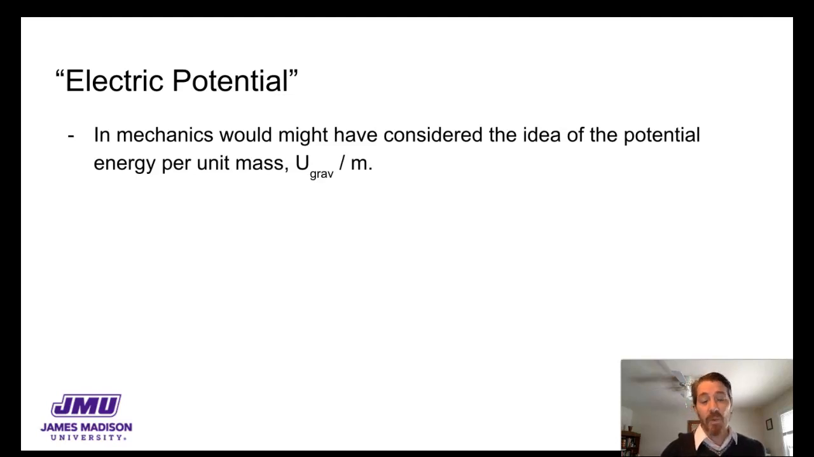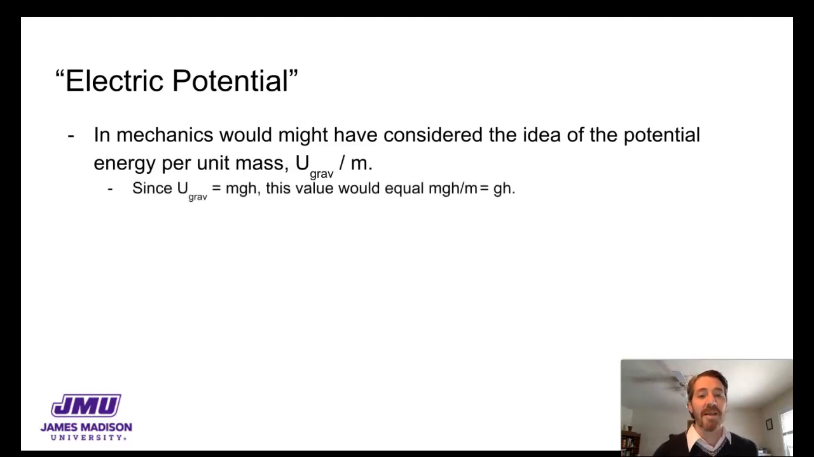So in mechanics, what we didn't do, but we could have done, is we could have said there's such a thing as the potential energy per unit mass. And since the potential energy in a gravitational field is mgh, mgh over m would turn into gh. And gh could have told us something about a scenario, but generally it didn't. I think largely because g was the same in every problem that we did. It was 9.8 newtons per kilogram.